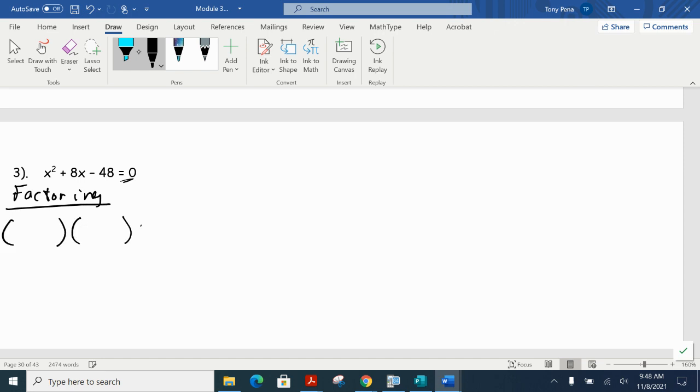This should be really, really easy because we've already done it today. It's one of the 3 problems we've already factored. So factor that real quick. The 2 numbers that multiply to be a negative 48, but when we add them up, it's going to give you a positive 8.